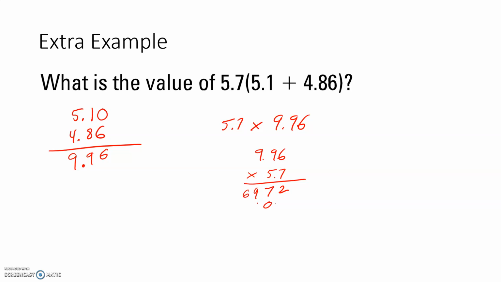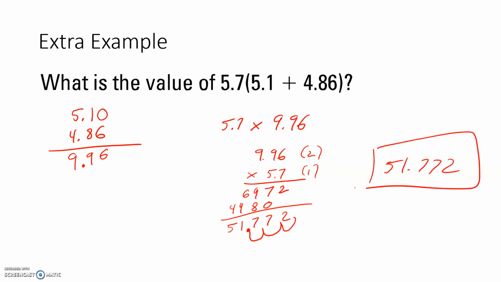And then 5 times 6 is 30. 5 times 9 is 45 plus 3 is 48. 9 times 5 is 45 plus the 4, 49. All right, check that. Yep. 2, 7, 17, 11, 5. All right, count the number of decimal spots. I got 2 here, 1 there, so move it over 3 times. 1, 2, 3. And so my answer is 51 and 772 thousandths.